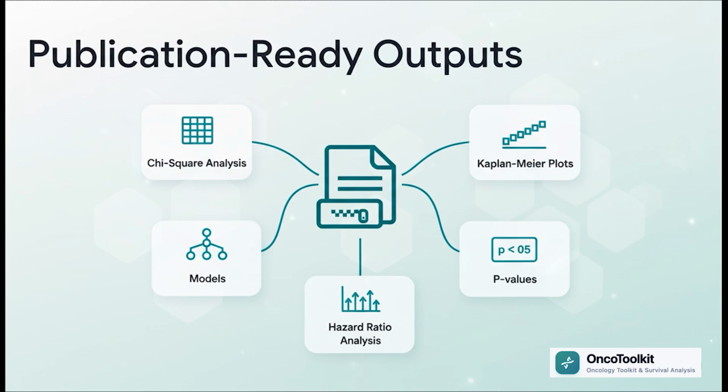And what you get at the end is absolutely everything you need for a paper or presentation. We're talking chi-square tests, univariate and multivariate models, beautiful high-res Kaplan-Meier plots, log-rank p-values, even subgroup analysis, the whole shebang. And it's all packaged up for you in a single zip file.